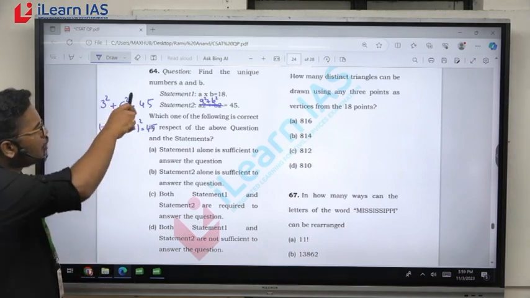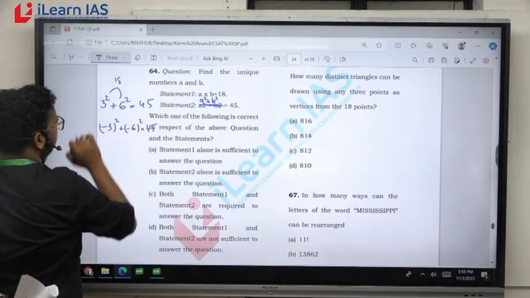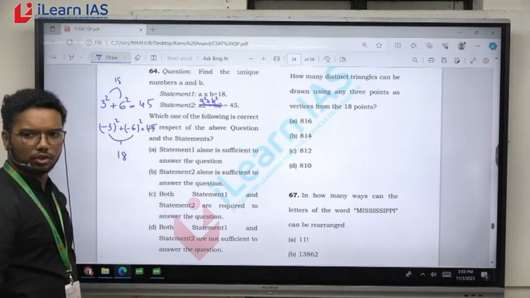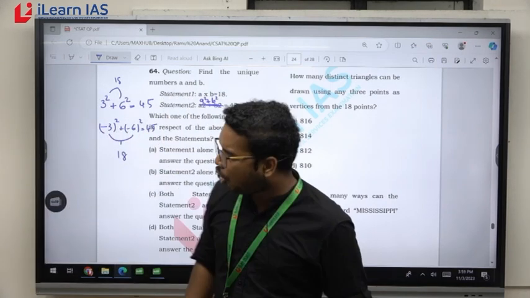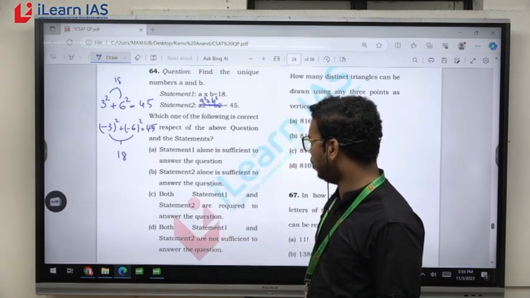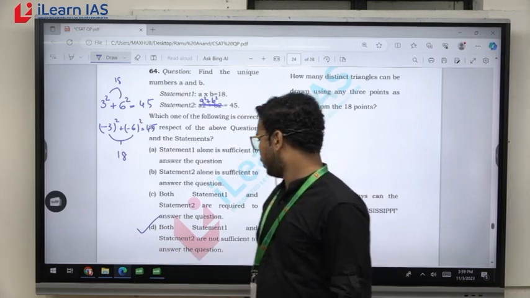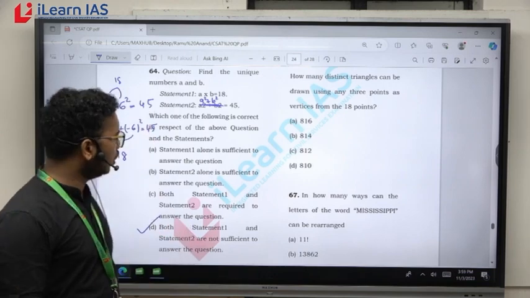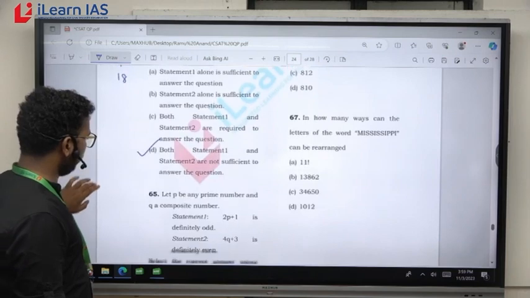Ini a into b ingodu cheyidu nokku. 3 into 6 is 18. Minus 3 into minus 6 is also 18. So, we have got two pairs of numbers satisfying both the statements. So, answer is D. Statement 1 and 2 both are not sufficient to answer the question.